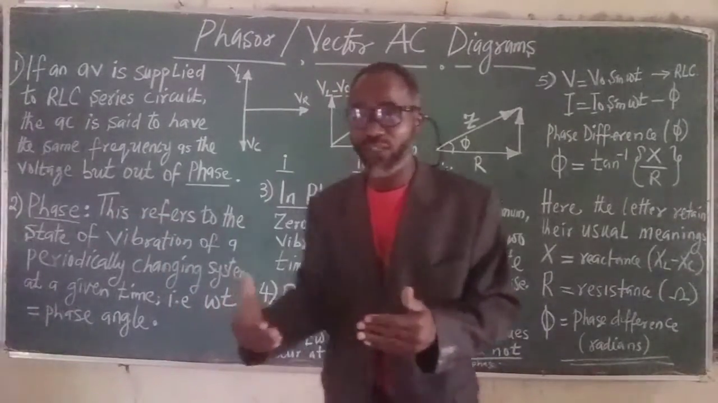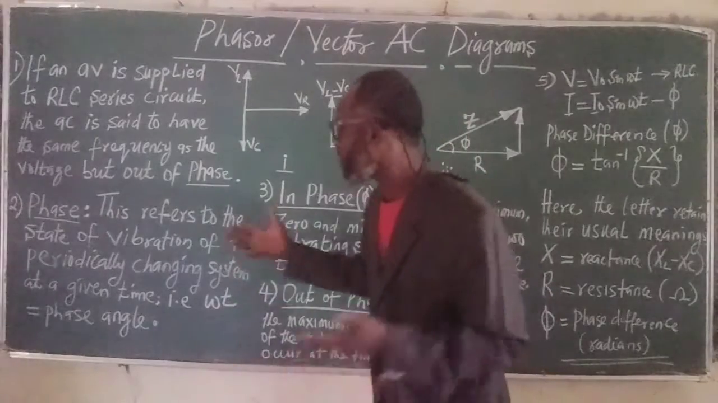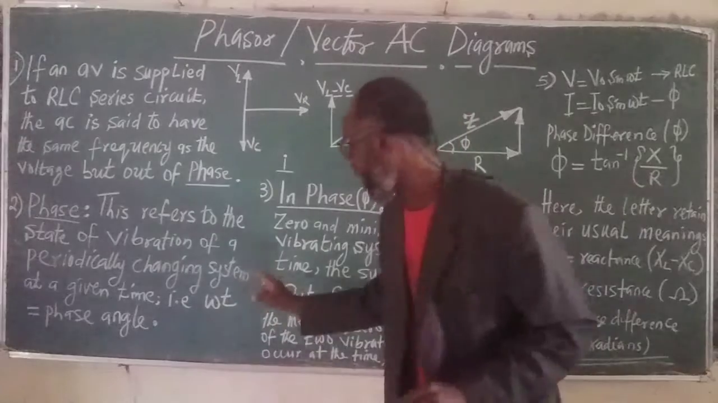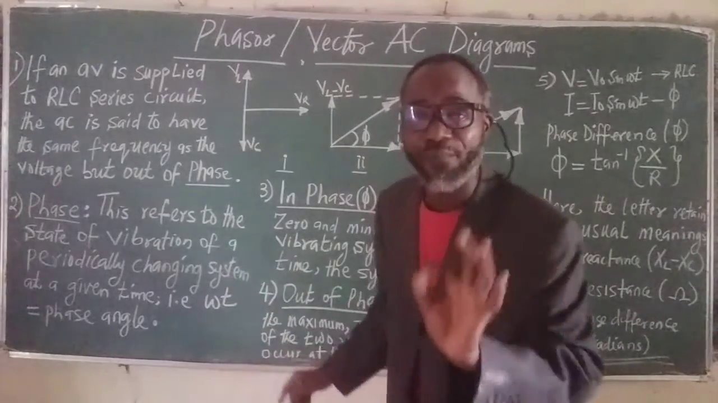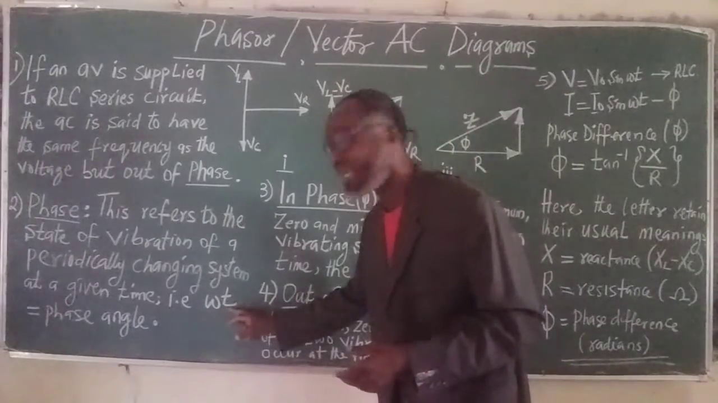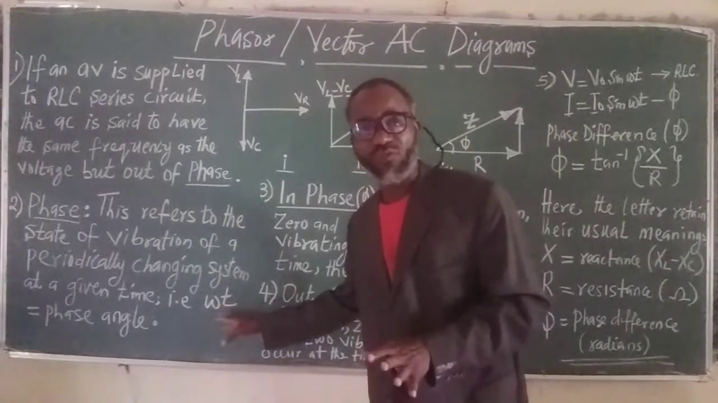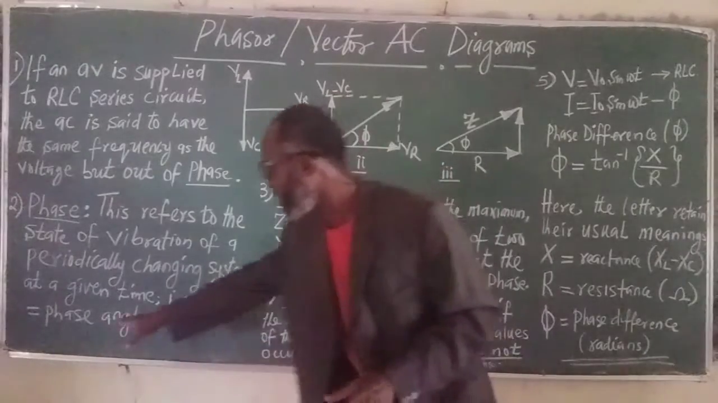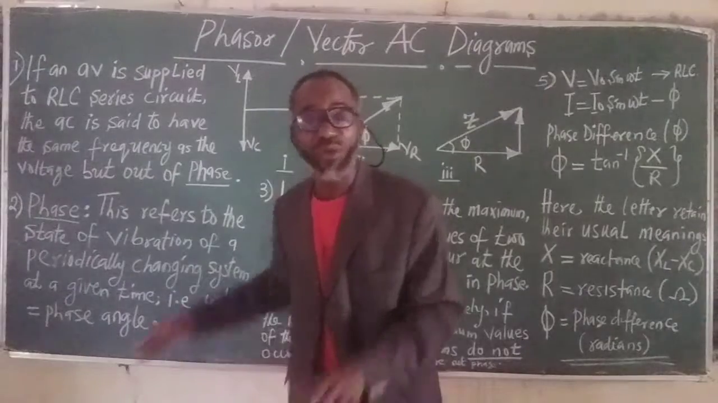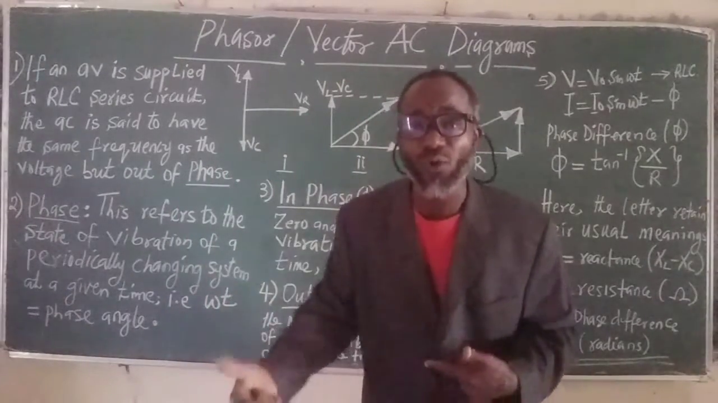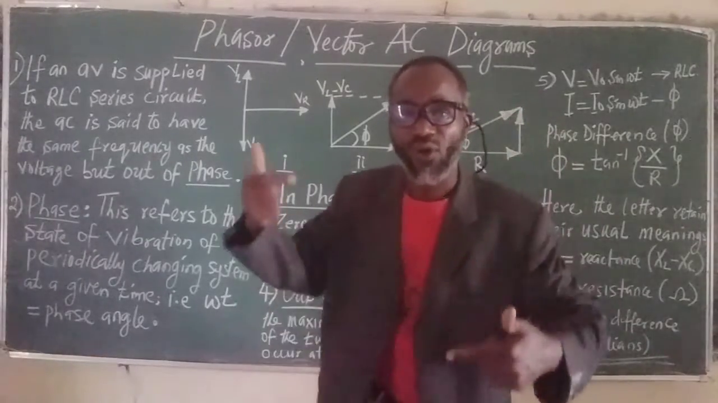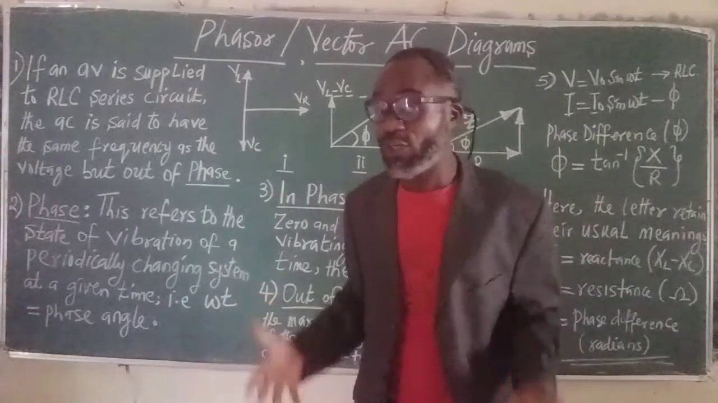Phase simply refers to the state of vibration of a periodically changing system at a given time. At a given time. And that's where we have omega t. That's some sort of angular difference, okay? Or we have it as phase difference or phase angle. That's what we have there, because these changes occur periodically when there is current and voltage alternating. Periodically. That's what it means.